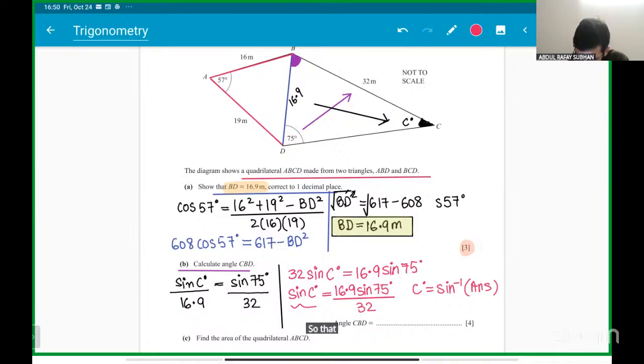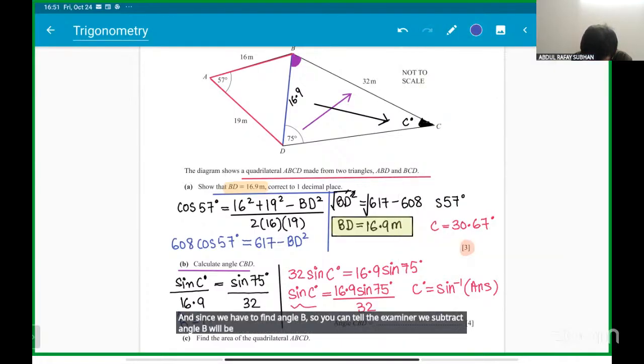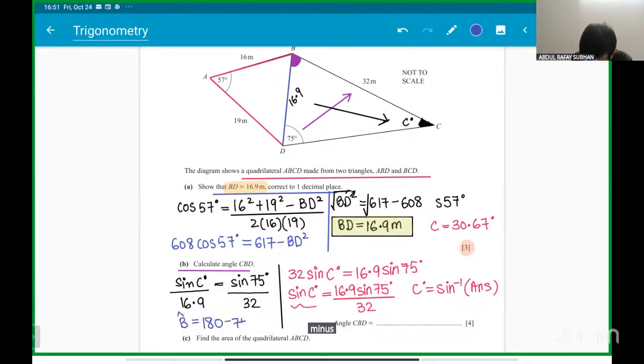That should be 30.67, so the angle is coming 30.67 degrees. Since we have to find angle B, you can tell the examiner we subtract: angle B equals 180 minus 75 degrees minus 30.67246. Whatever the answer comes, just round it off to one decimal place. That is coming 74.3 degrees. That will be angle CBD, which we have achieved.